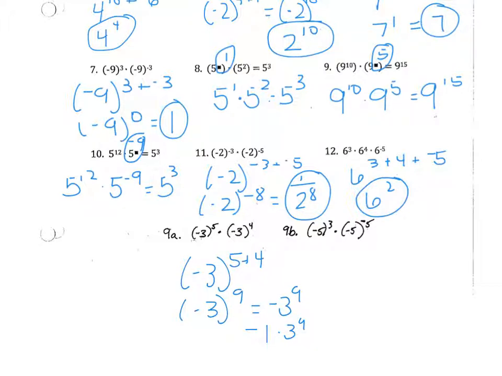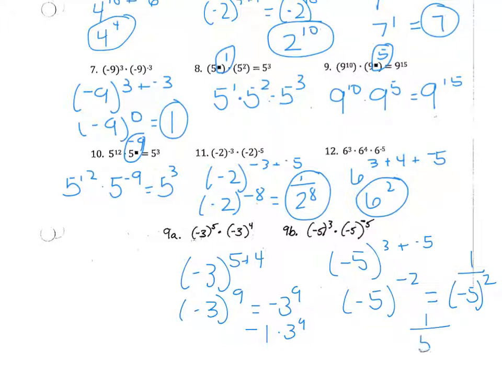Last one, 9b, negative 5 to the 3rd power times negative 5 to the negative 5th. So we'll add 3 plus negative 5. This is negative 5, and then 3 plus negative 5 is negative 2. So here's another case where we have a negative number and a negative exponent. This is really 1 over negative 5 to the 2nd power. And we know if we multiply negative 5 times negative 5, this is going to be a positive number. So it's really like 1 over 5 to the 2nd power.